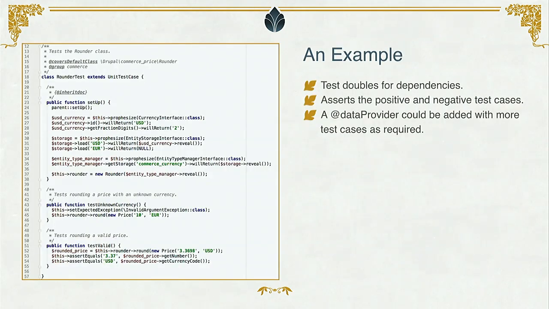And here's an example from Drupal Commerce, actually. This is testing one of the units in Drupal Commerce, which is the rounding system. And this creates an instance of the rounder, and it passes it a few of its dependencies.